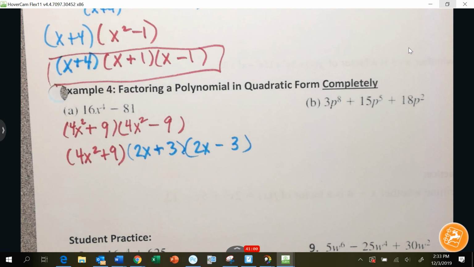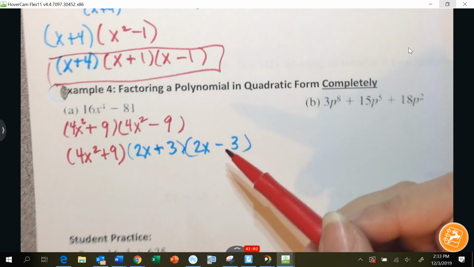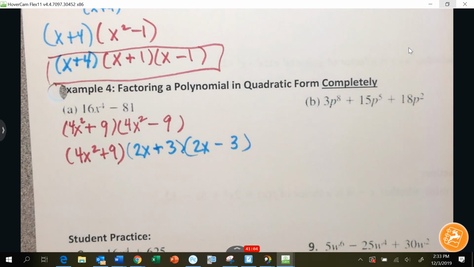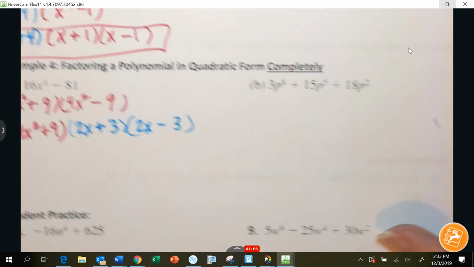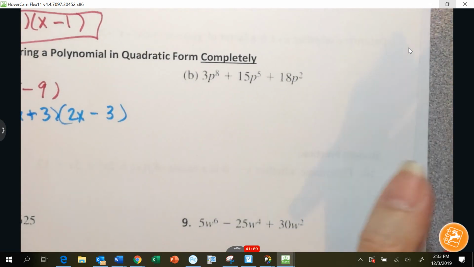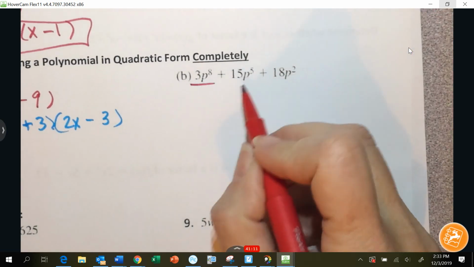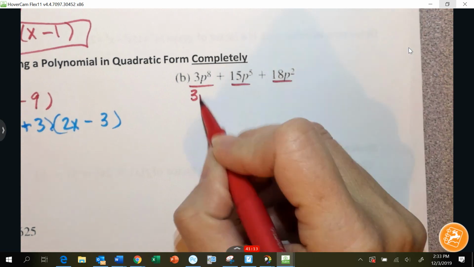Okay, we now have 6 minutes. So this is factored all the way. Can we look at question B? Is there a GCF? Yes. What is it? 3p squared.